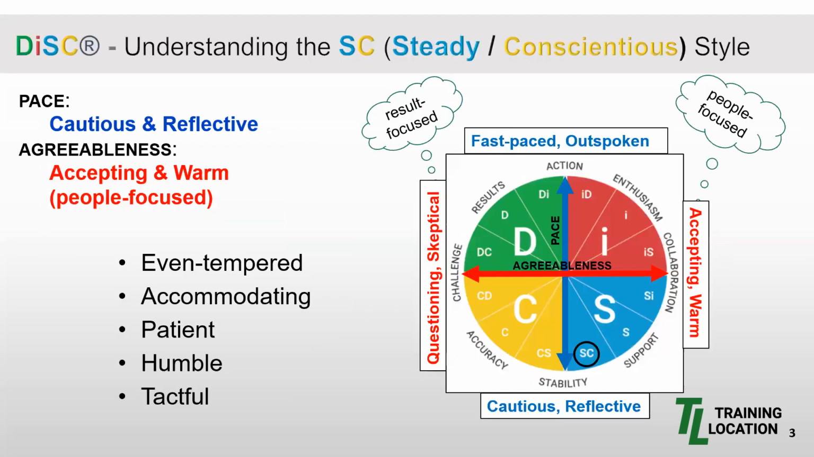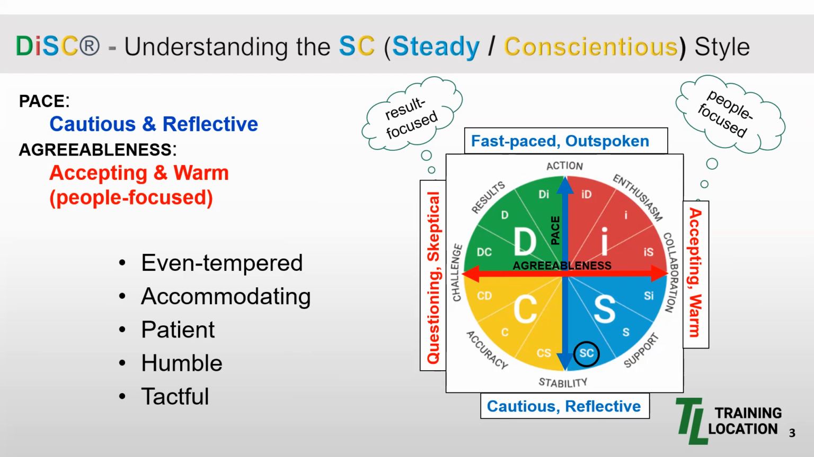Okay, let's continue. So quick summary, you may have seen this before, of the SC style. Let's start with what we know. We already know a couple of basics about the SC style, which resides within the steady quadrant. The S quadrant, including the SI, the S, and the SC styles, has a pace of cautious and reflective, combined with an agreeableness quotient of accepting and warm, which we nickname people focused. And the brief list of observable behaviors or descriptors still includes even tempered, accommodating, patient, humble, and tactful.